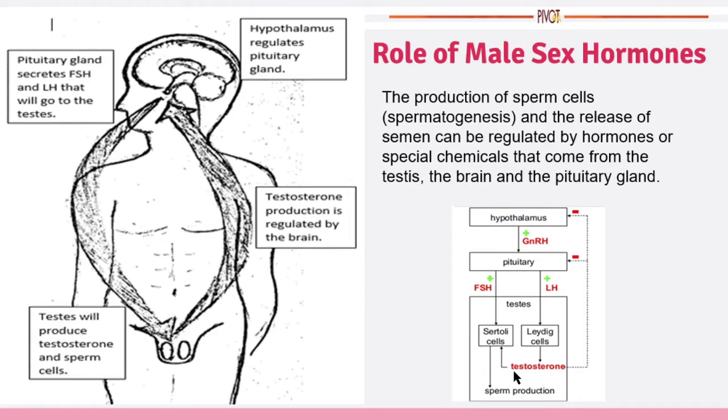In addition, testosterone is responsible for the secondary sexual characteristics that develop in males during adolescence, like deepening of voice, growth of facial, axillary, and pubic hair, and the beginnings of sex drive.